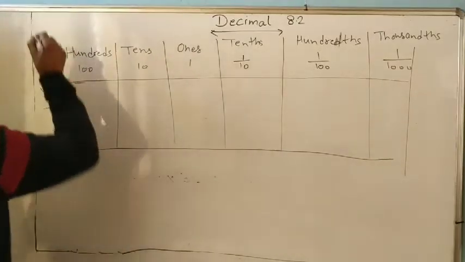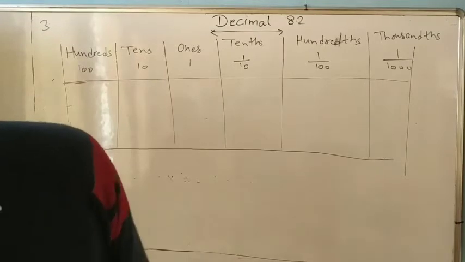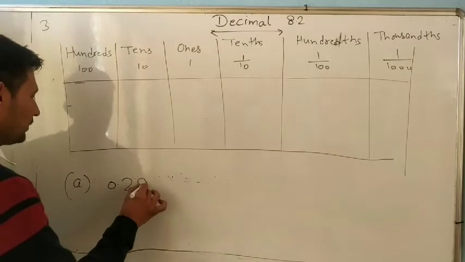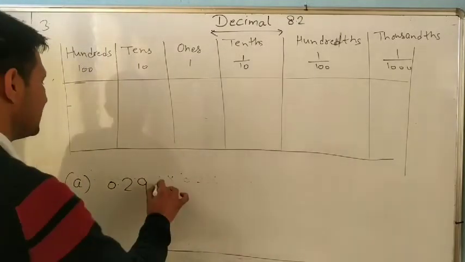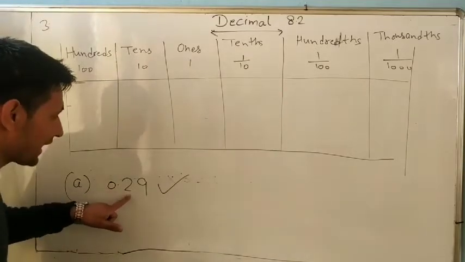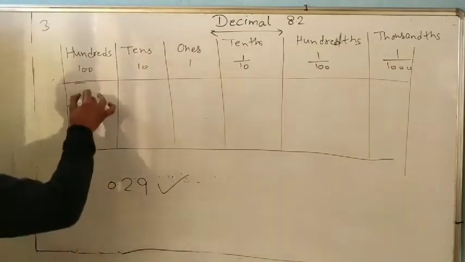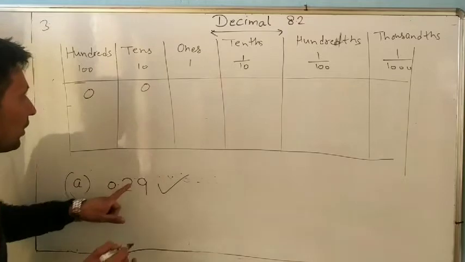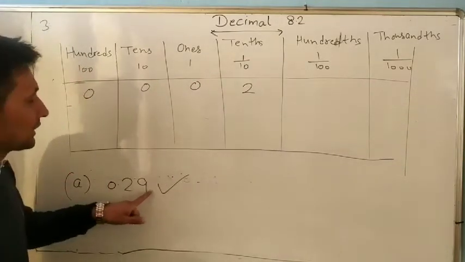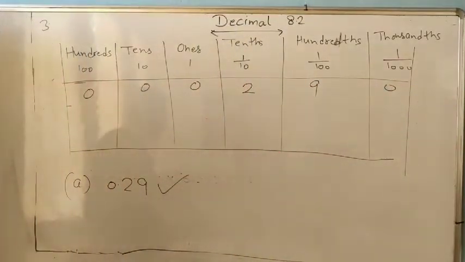Next is question number 3. Now the number is given in decimal, 0.29, and we have to write it in the place value table. It is place value ones, tenth, hundredth, next is thousandth. So what is the place value of hundreds? 0. Tens is 0. Ones is 0. Tenth is 2. And hundredth is 9. And it is 0. So it is very simple.